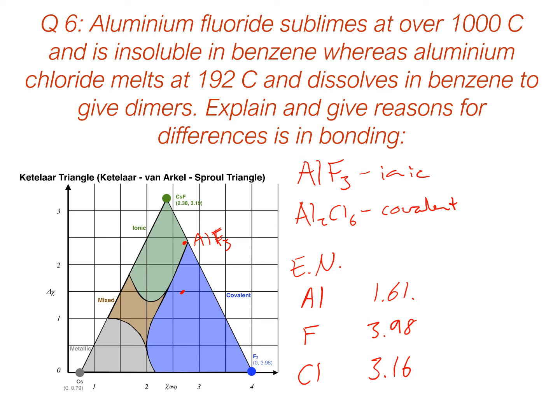So here we can see it's much lower, and it's just this big difference in electronegativity that's present in the aluminium fluoride means it has very ionic bonding, whereas the electronegativity difference between aluminium and chlorine isn't so great, so it has a much more covalent character. And that's why it forms these covalent bonds and behaves completely differently.